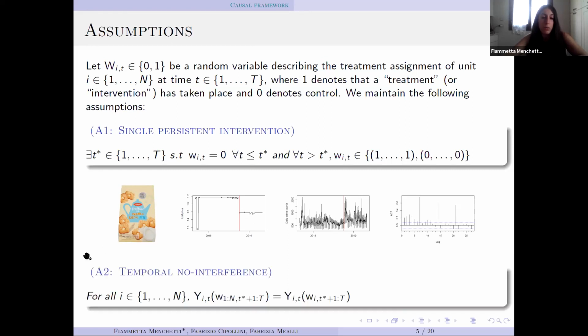The other important assumption that we will make is the temporal non-interference assumption, which is also known as temporal SUTVA.